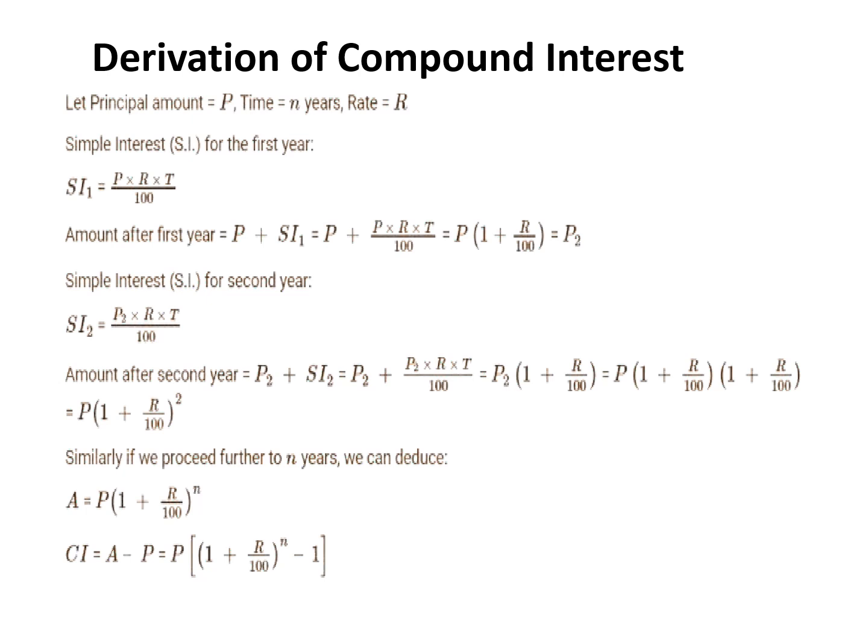Let us see the derivation of compound interest. Let us consider principal amount P, time equal to n years, and rate equal to r. In order to calculate compound interest, first we need to calculate simple interest for the first year. So take simple interest, and in the suffix we put 1. So here 1 indicates simple interest for the first year. As we know, the formula for simple interest is PRT by 100.